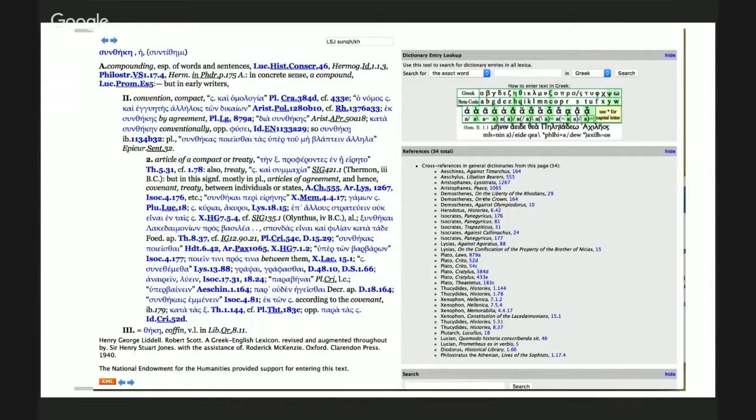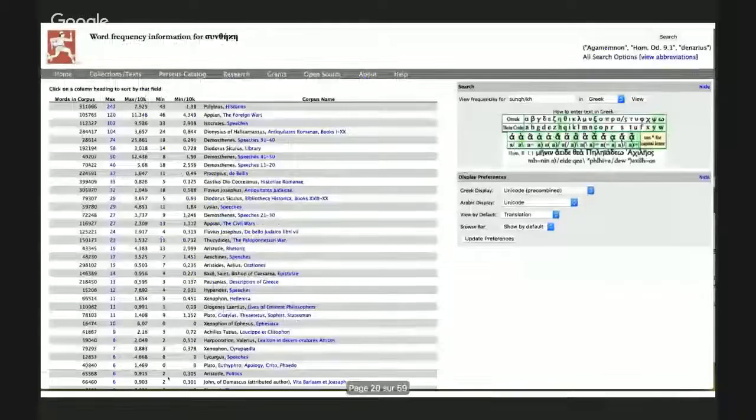We can go to the Perseus Digital Library to look for syntheke in the Liddell-Scott Dictionary. I think that everybody knows how you can look for a word in the Perseus Digital Library. You can write in this box with beta code, and you will go straight to the syntheke definition in the dictionary. And from the definition, you can go also to the second very interesting tool available in the Perseus Digital Library, the word frequency information.